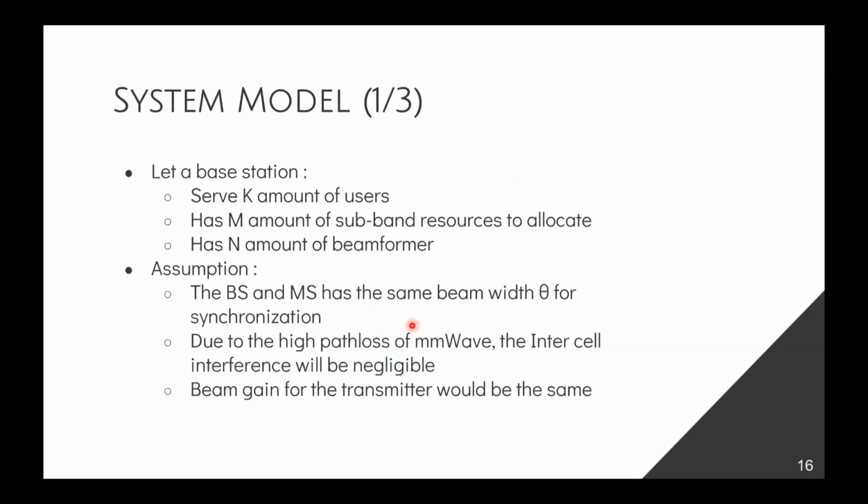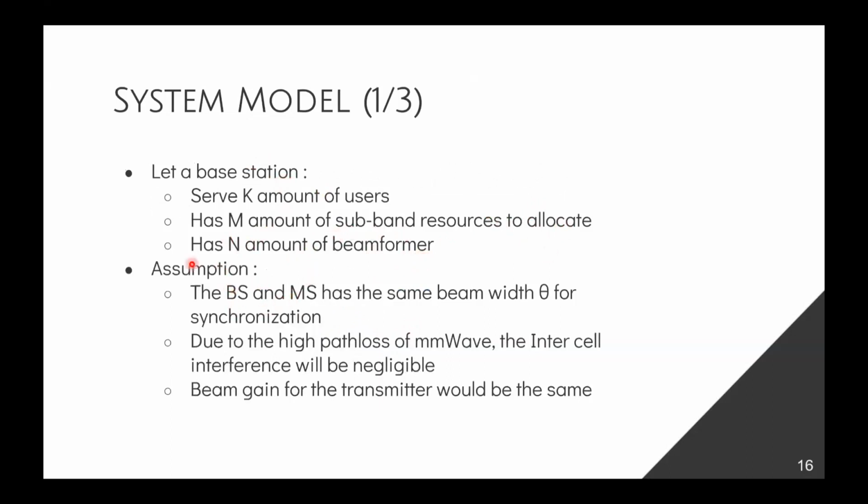So next I will talk about the system model that is used to evaluate this interference. So let a base station have K amount of users, M amount of subband resources that will be allocated, and N amount of beamformers. So a beamformer is the antenna that is trying to transmit different beams from each other.